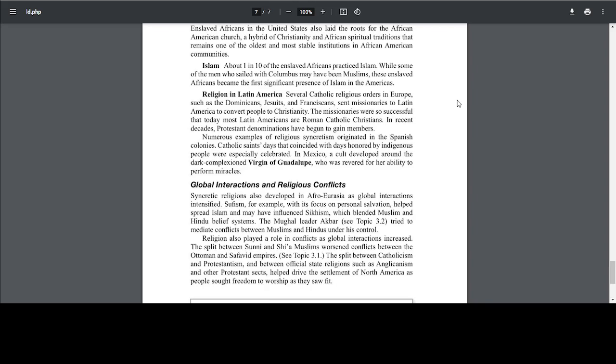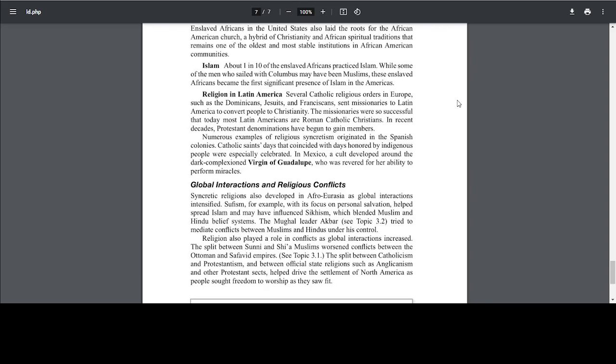Religion in Latin America. Several Catholic orders and groups in Europe, such as Dominicans, Jesuits, and Franciscans, sent missionaries to Latin America to convert people to Christianity. The missionaries were so successful that today most Latin Americans are Roman Catholic Christians. In recent decades, Protestant denominations have begun to gain members.